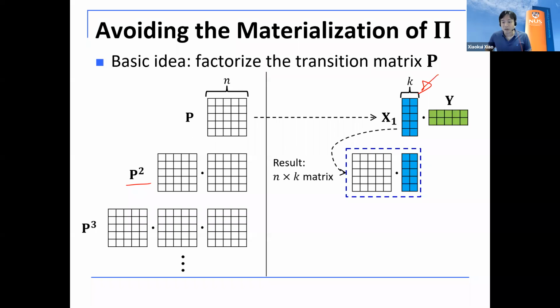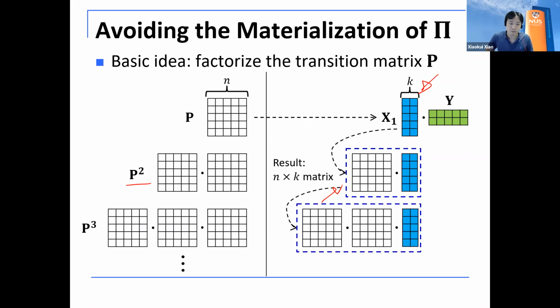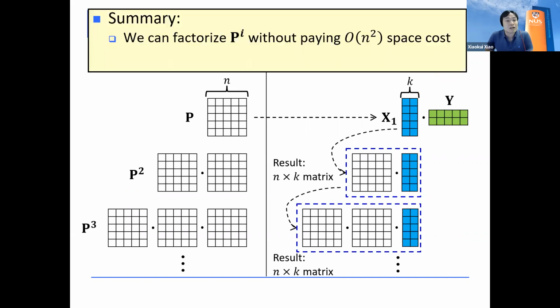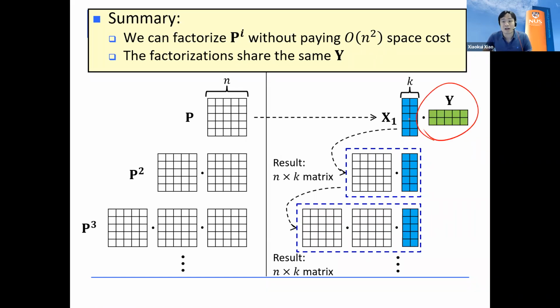Similarly, if you take this n by k result here and multiply it again with the transition matrix P, then you can combine the result, which is again an n by k matrix, with Y to obtain a factorization of the third power of P. And we can carry on with this. At the end of the day, we can factorize any power of P without paying the n squared space overhead. Furthermore, the factorizations that we have all share the same right matrix Y. And this is a nice property that we can utilize in the construction of our network embeddings.